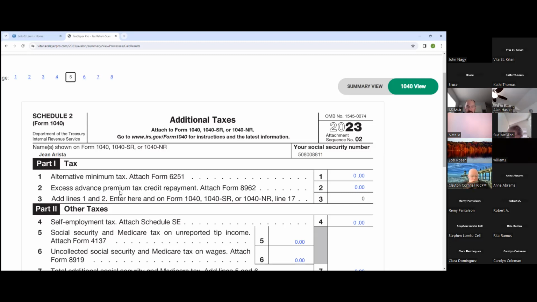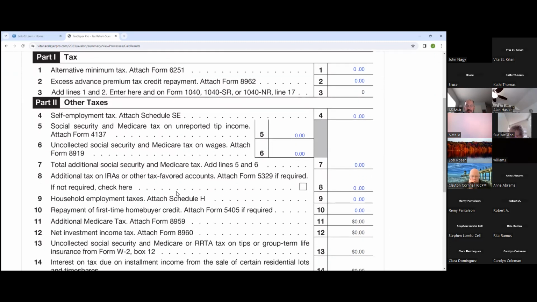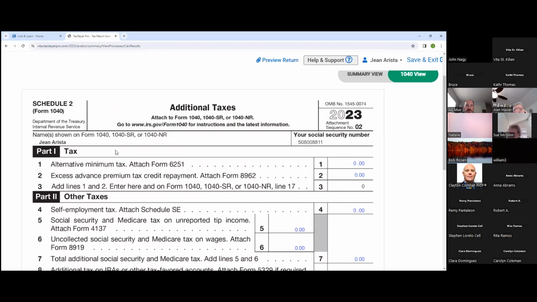So again, this excess advance premium tax credit, that is going to be repaid because you received too much of a subsidy. Other taxes, typically in the VITA program, your other taxes may be self-employment taxes. If you have a side hustle, you're a wage earner and you got a Schedule C. Other things we see from time to time, we do see the uncollected Social Security. That's for the individuals who haven't reported their tips to their employer. Okay, so that's that.